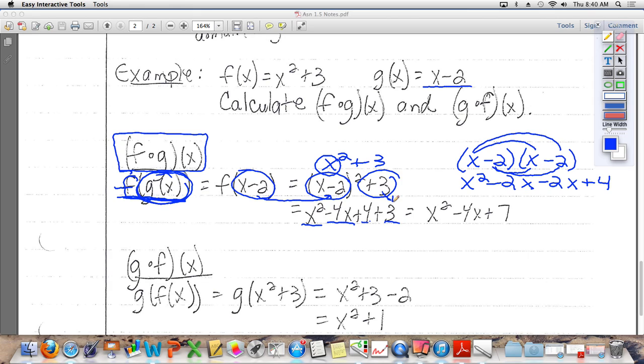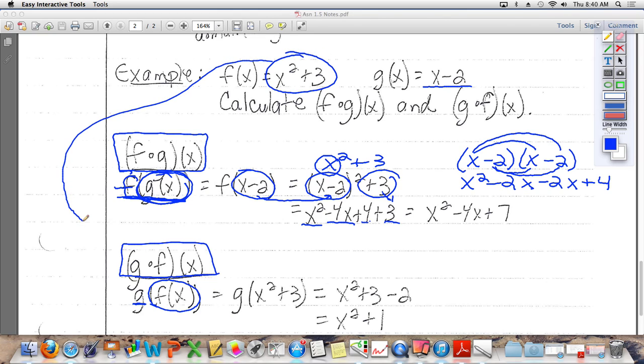Now if I ask you to do this backwards, g of f of x. Well, the g has to go on the outside now, and the f of x goes in the middle. Well, what is f of x? F of x is x squared plus 3. So I'm going to take this x squared plus 3, and I'm going to plug it in to there. And what I need to do now is figure out what is the value of g of x when I replace the x value with x squared plus 3.